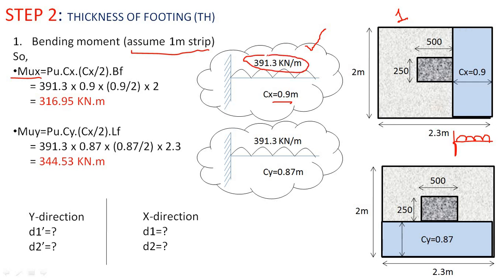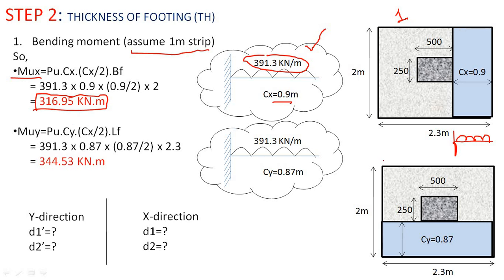So we will find the MUX. It will be Pu into Cx by 2 into Bf. So we have the value of Pu 391.3 into Cx as 0.9 into Cx by 2 into the width of the footing, which is 2 meter. So we will have the bending moment in the x direction as 316.95 kilonewton meter. Similarly we will do it for the y direction.